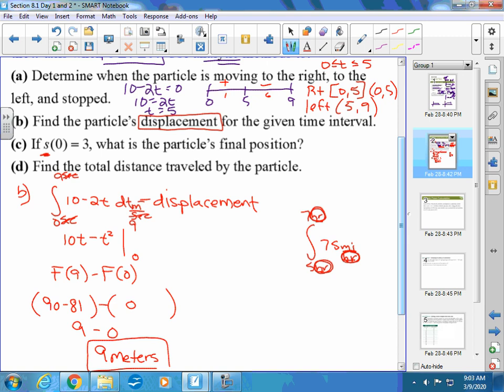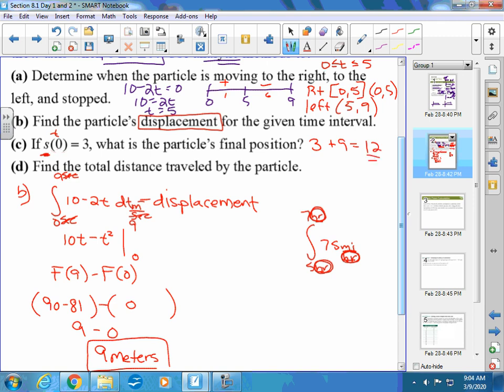The position function. It's saying, at a time of 0, if the particle starts at 3 instead of at 0, what is the particle's final position? If it's starting at 3, how far did it travel during that time? 9 meters. That means it's going to end at 12.